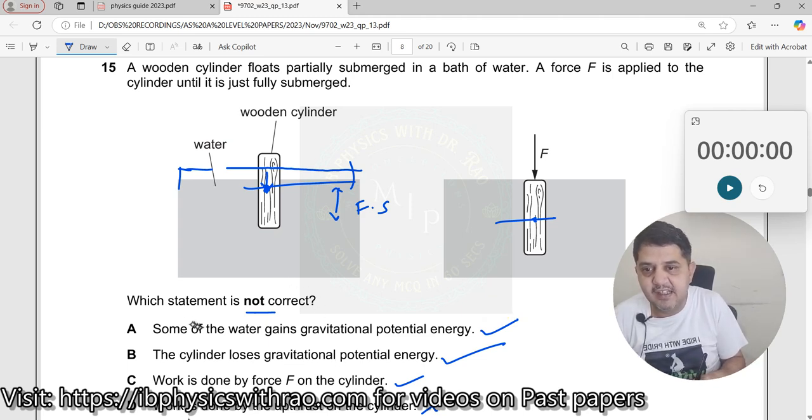What is being asked? Which is the incorrect statement? So D is the incorrect statement. Thus you see D is the right option. Remember, we are asked about the incorrect statement over here. This is the incorrect statement. The rest of them are all correct statements.